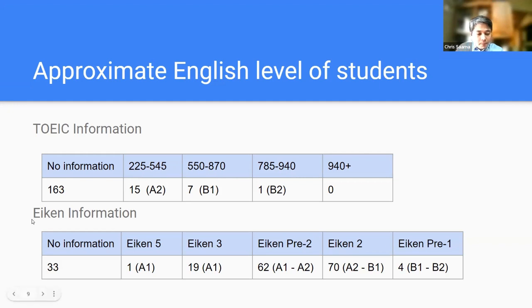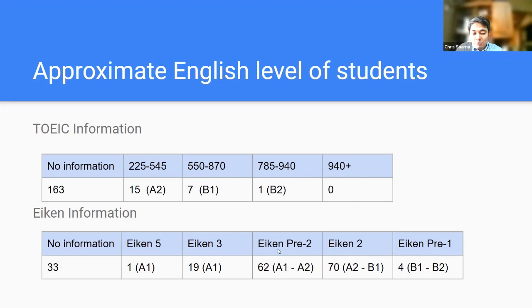And then I also asked for Eiken information or any other tests. And I was surprised to see that a lot more students had taken the Eiken. We had one student who was Eiken 5. So that's, according to the Eiken website, that would be an A1 level student. And we had 19 students who were Eiken 3, which is also A1 level. And then we had Eiken pre-2 at about 62 students. And Eiken 2, we had 70 students. And Eiken pre-1, we had 4 students.